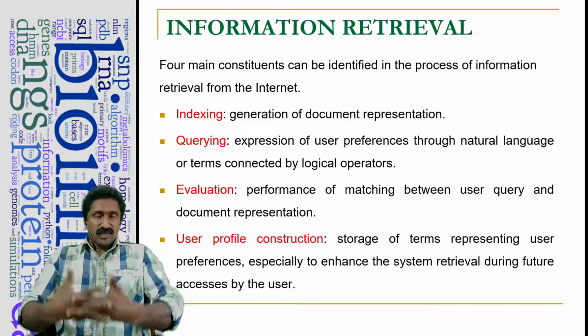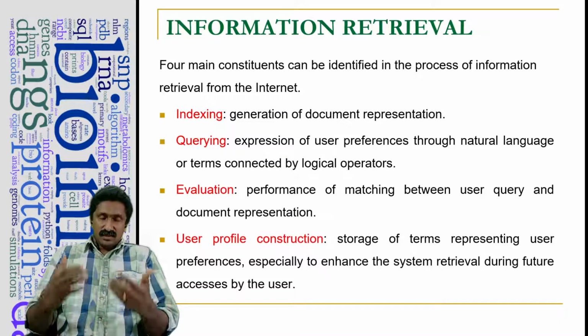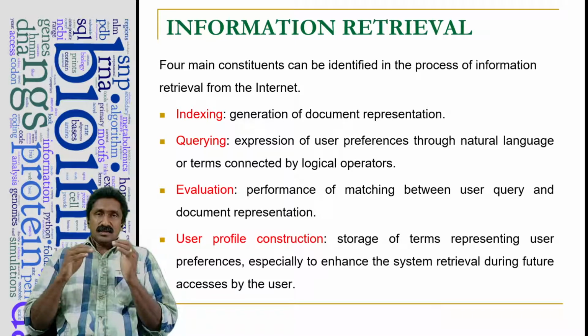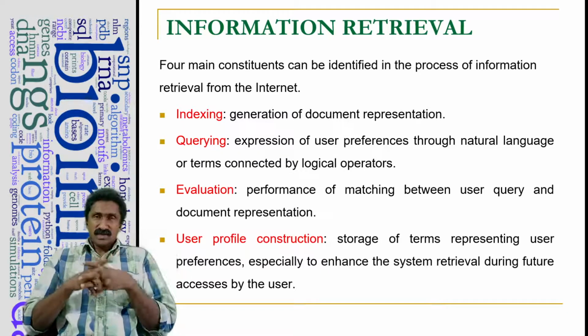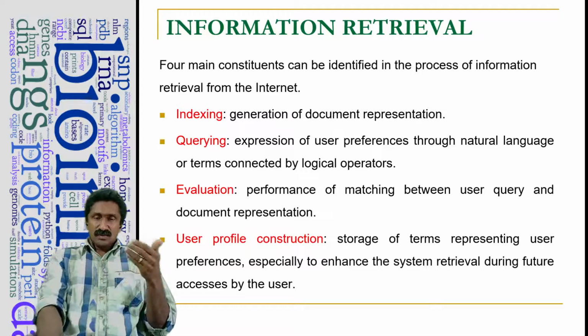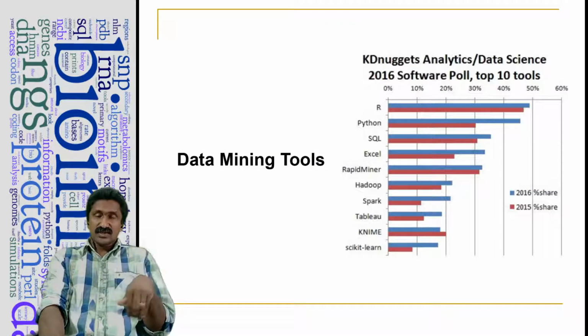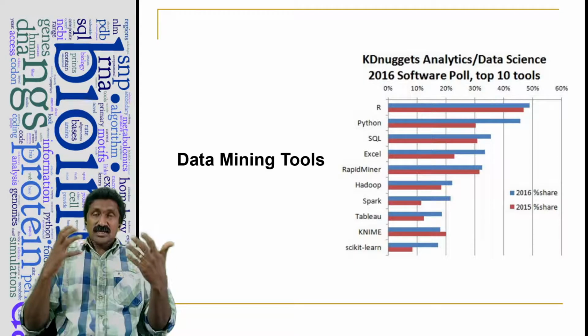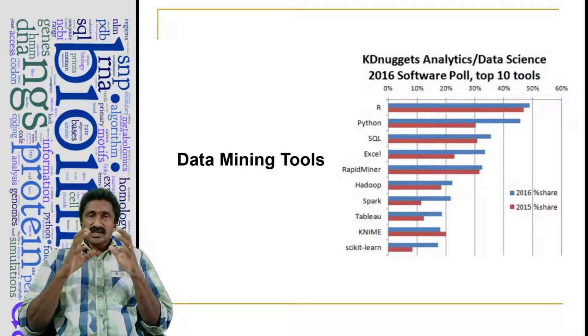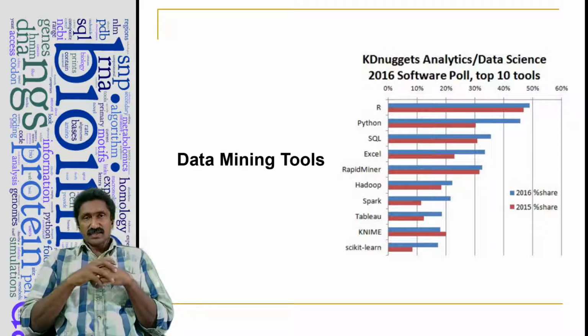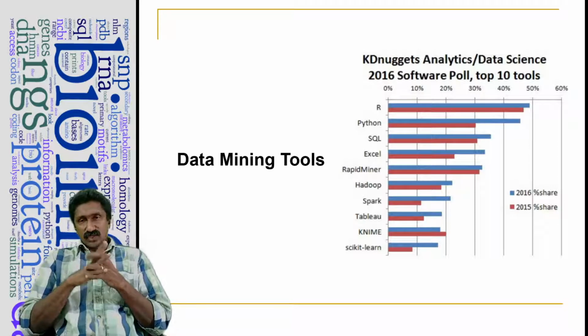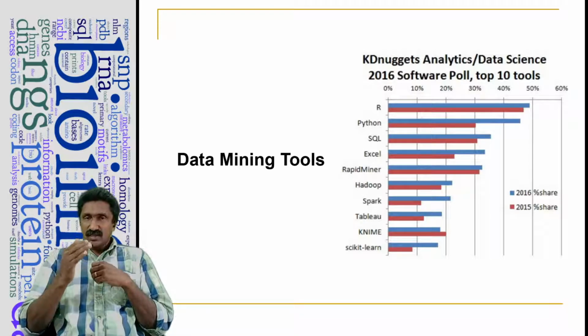And that's why search engines generate user profiles based on cookies and other search patterns. So this is how the information is actually retrieved from the internet. Now, for which these data mining tools were used, we have various statistical software and other packages. The most popular one, which is a free tool, is R, then Python, SQL.